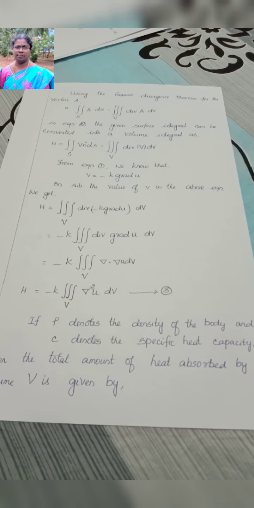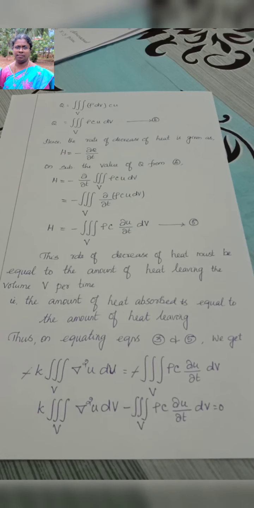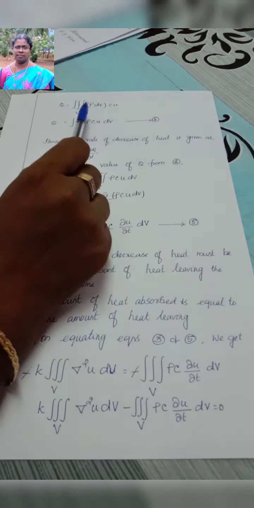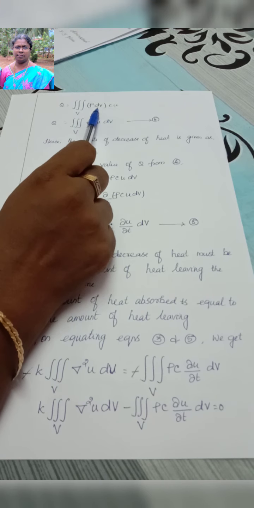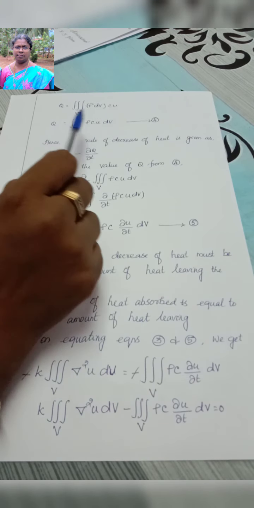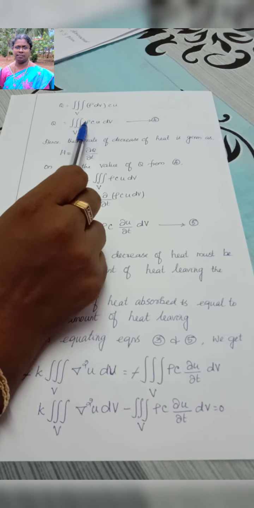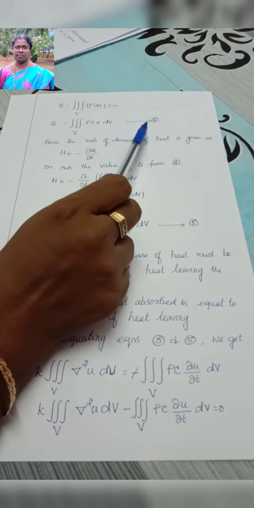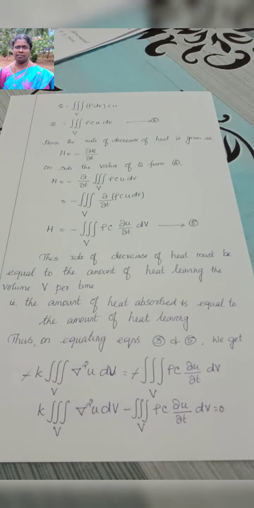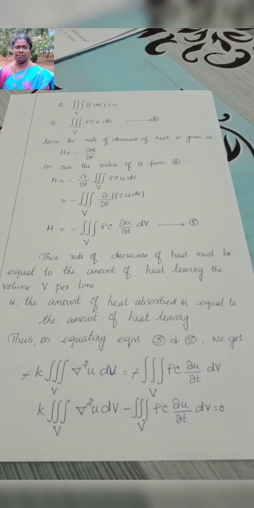If rho denotes the density of the body and c denotes the specific heat capacity, then the total amount of heat absorbed by volume V is given by Q equal to triple integral over V rho c u dV. This can also be written as Q equal to triple integral over V rho c u into dV, and this is equation number 4. Hence, the rate of decrease of heat is given as h is equal to minus dou Q by dou t.